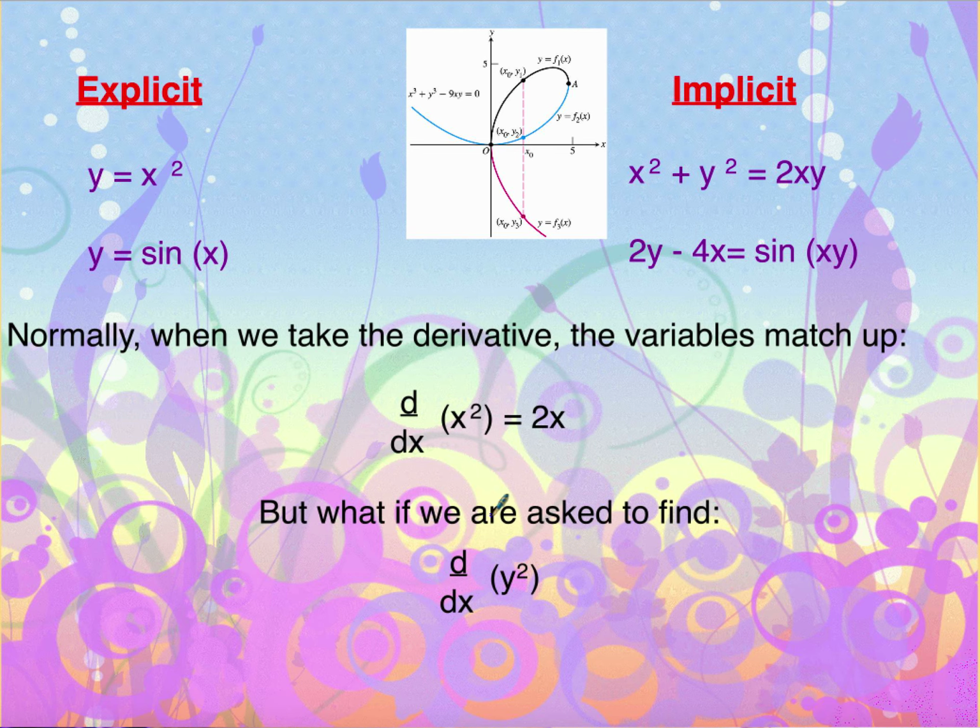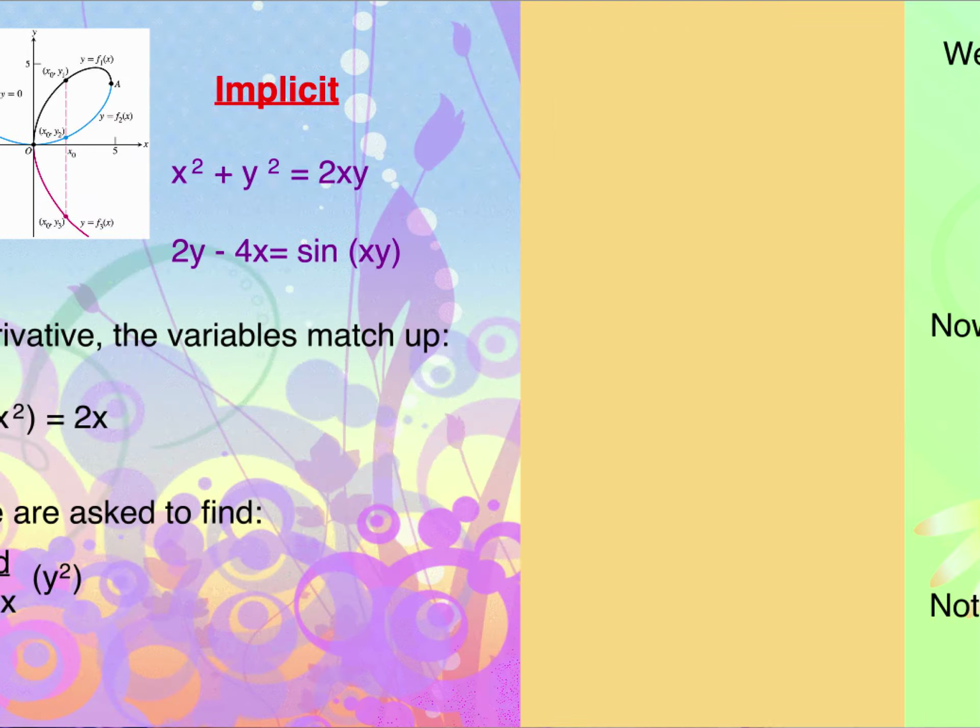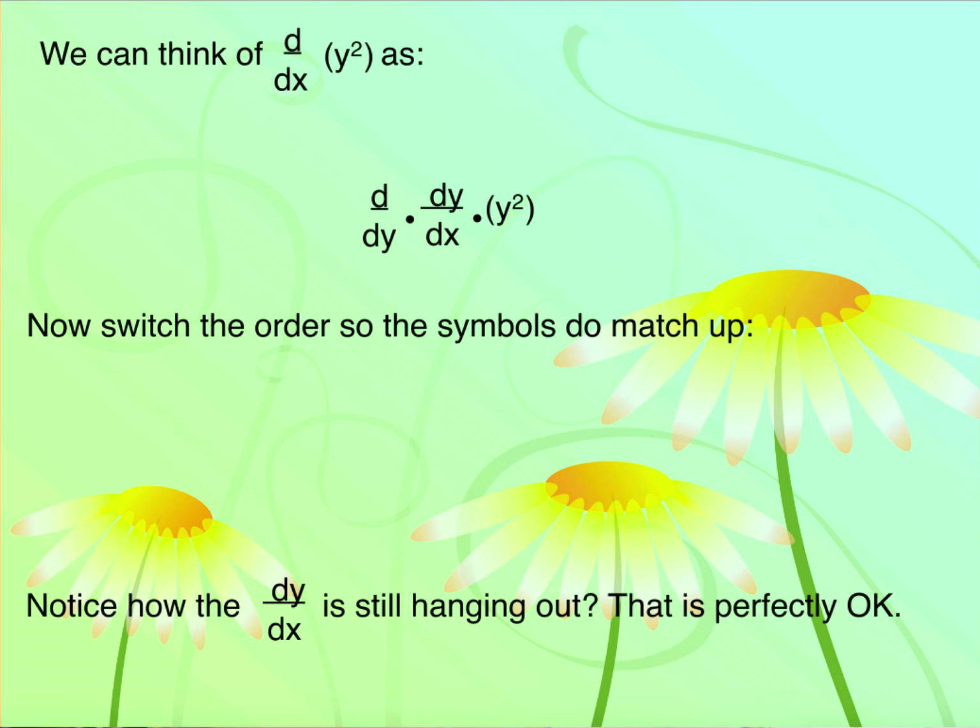Easy peasy. But what if we're asked to find the derivative with respect to x of y squared? Now, I don't have an x here. So how can I take the derivative with respect to x if this x doesn't exist? That's what implicit differentiation is going to help us do: take the derivative with respect to x, even when we don't have an x.